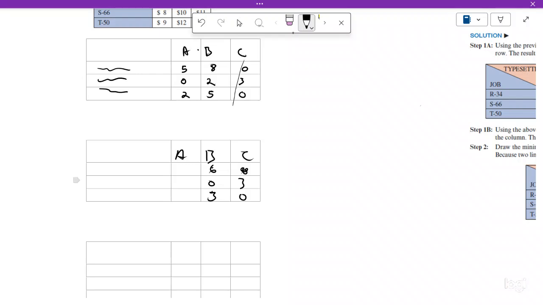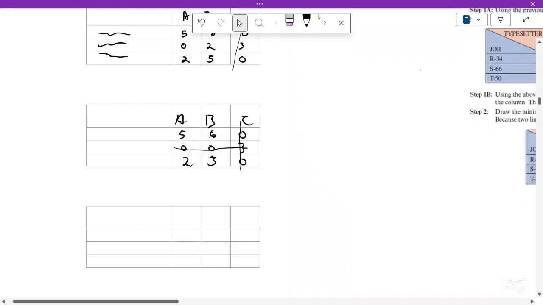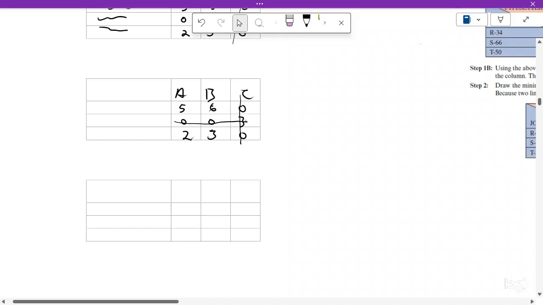This one is fine. We can leave it like this. 0, 5, 2. Where there's a lack of 0, then we would do this. Okay. So now, after doing this, we will have to minus with the smallest of them all here. So you see it's 2. So it becomes 0, becomes 1. This one becomes 3. This one becomes 4.